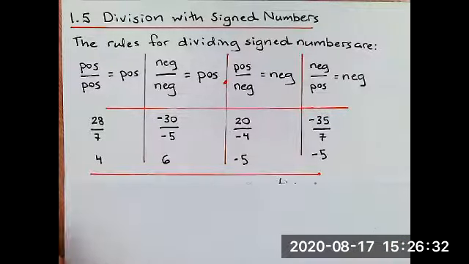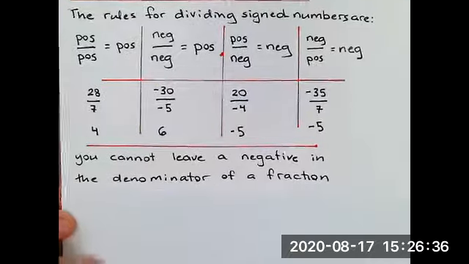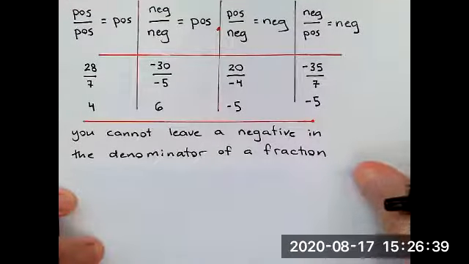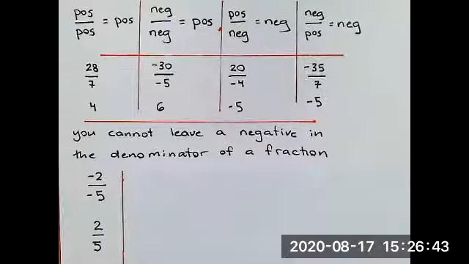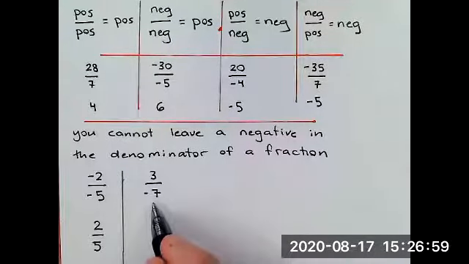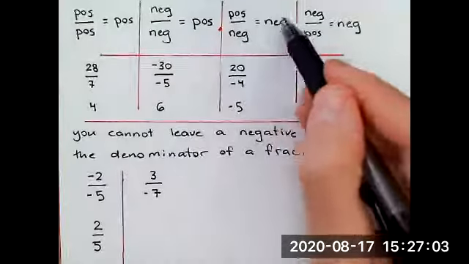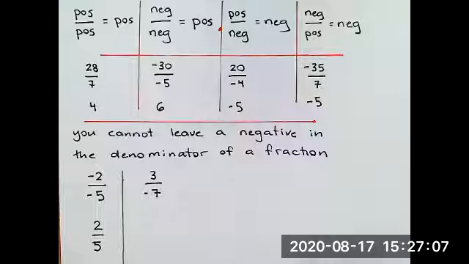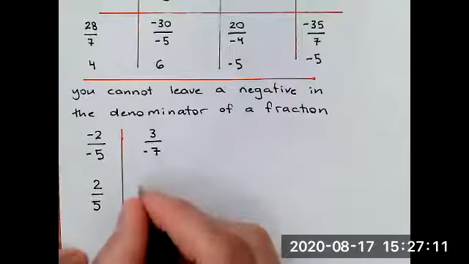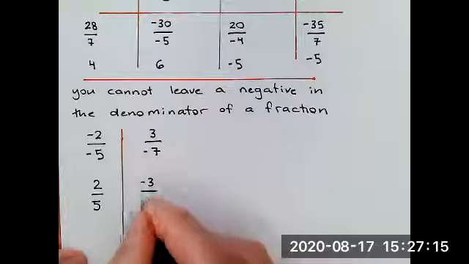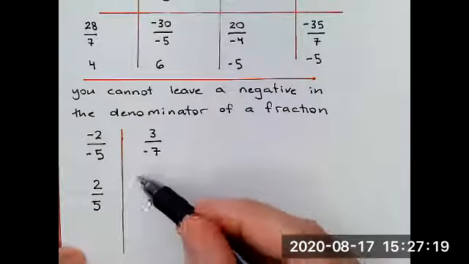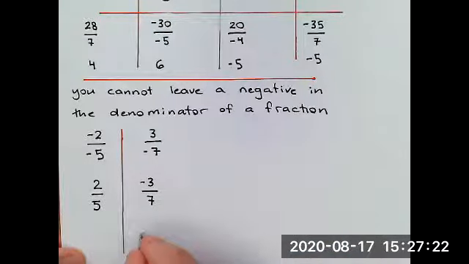There are some special rules for writing fractions. You cannot leave a negative in the denominator of a fraction. So if you have a negative in the numerator and the denominator, that's a negative divided by a negative, so that's just going to be positive. If you have a positive divided by a negative, the answer is going to be negative, and there's two correct ways of writing it. You can either write it as negative 3 divided by 7, meaning you can write that negative in the numerator, or you can put the negative in front of the whole fraction, like that.